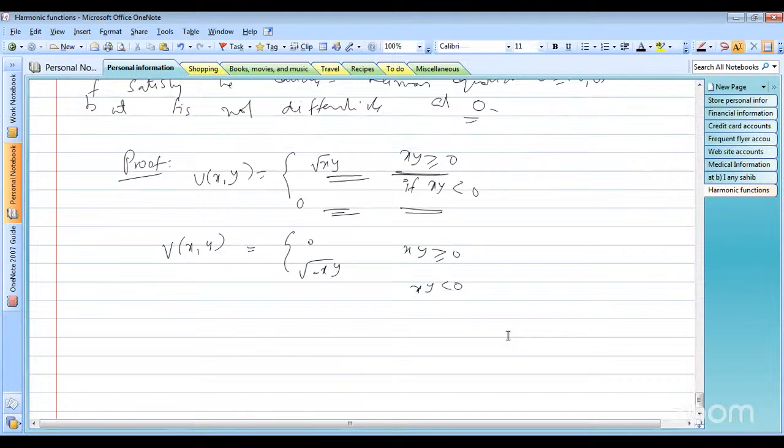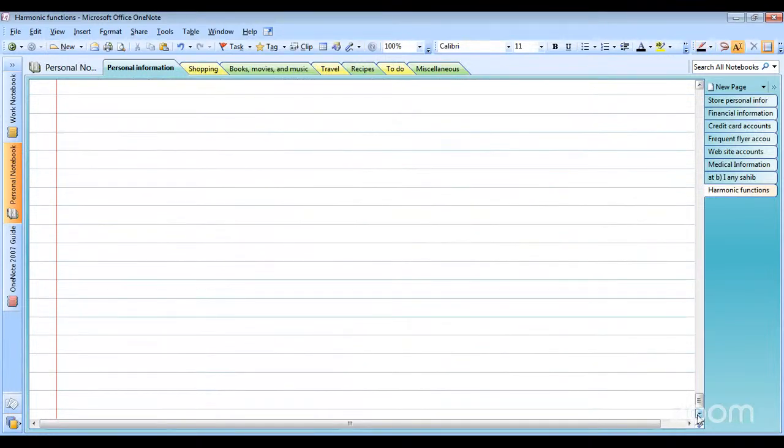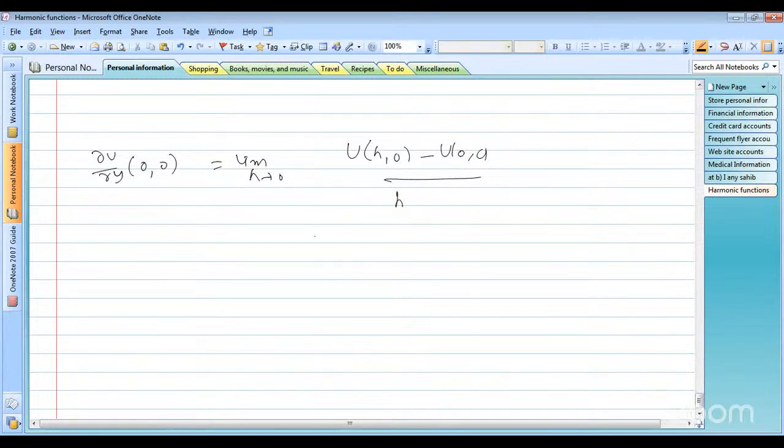So therefore we are taking here ∂u/∂x and ∂u/∂y, so therefore ∂u/∂y is equal to 0. So therefore limit as h tends to 0. We know u(h, 0) and u(0, 0), given the values here as 0. So limit as h tends to 0, I'm applying here.